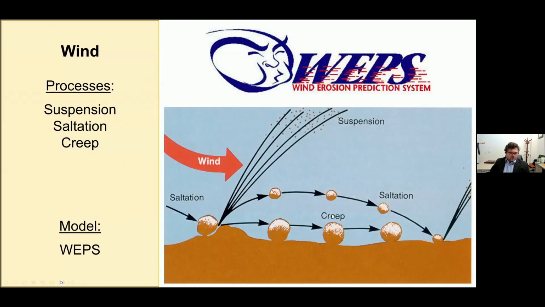So this is something we totally do not include right now. For wind, if you're not familiar with those 3 processes, I have them shown here. I'm not going to spend a lot of time, but just suspension: generally, these are small particles. Your medium-sized particles can bounce along the surface. That's called saltation. And then your larger particles are moved by rolling over the surface. That's called creep. So WEPS is a model that accounts for each of these.